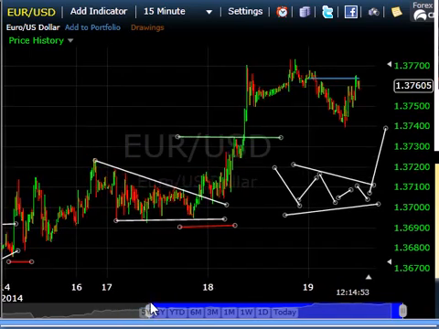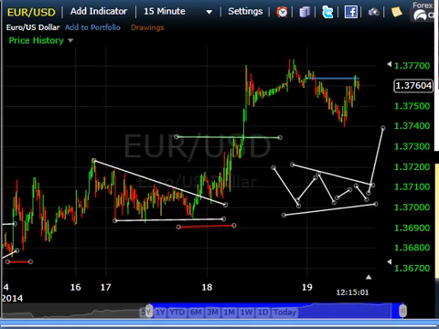So that covers triangles. In the next video, we're going to look at probably one of my favorite patterns, which are flags and pennants. Until then, happy trading.